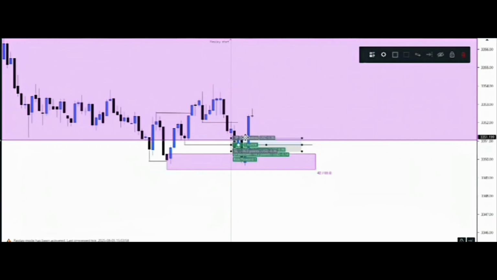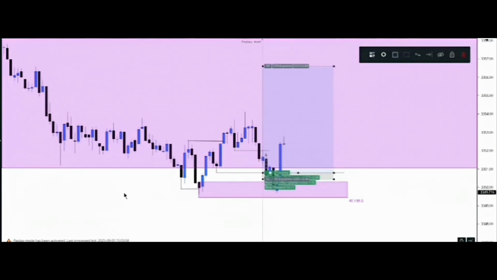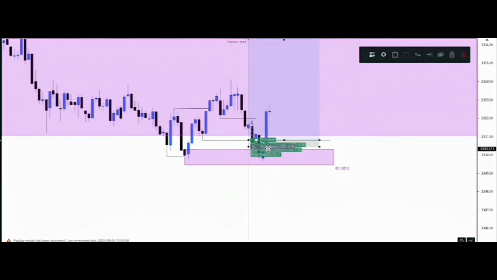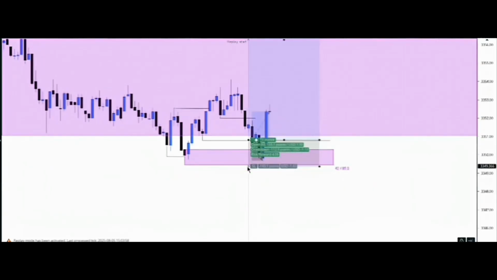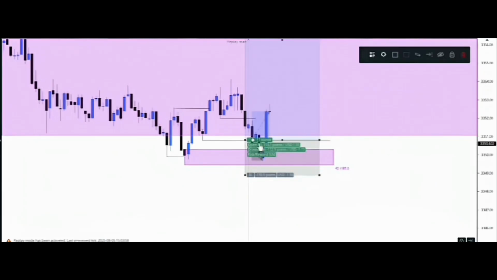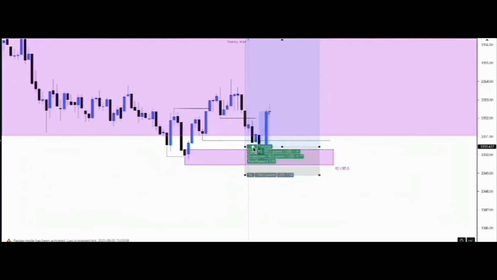Our TP. Now your TP will be according to your structure points. For example, here, let's frame it very well first. Our stop loss, give a buffer to your trade. Give a buffer because price can do anything. So you need a buffer.